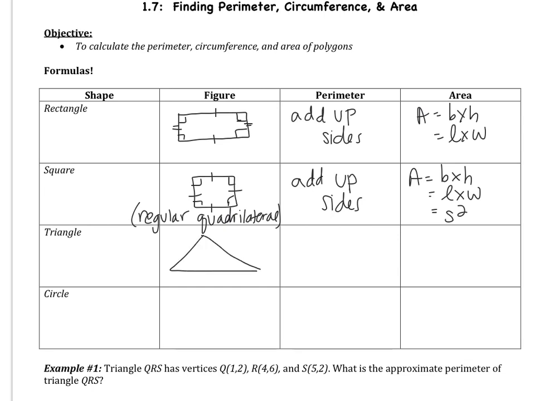Triangle. Find the perimeter, you got it, add up the sides. So perimeter, you should remember, is just the distance around a figure, whereas area is all the stuff inside of it also. So the area of a triangle, this one is more interesting also, is going to be 1/2 base times height.